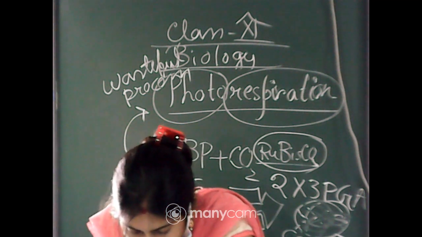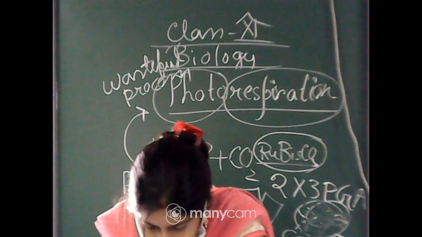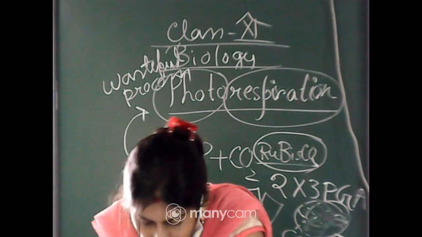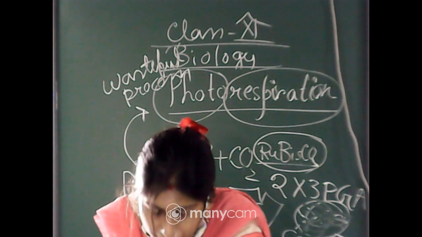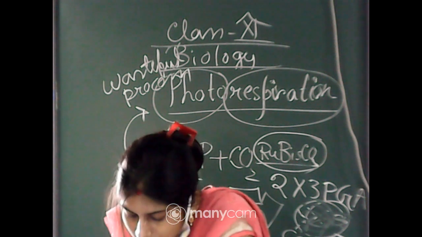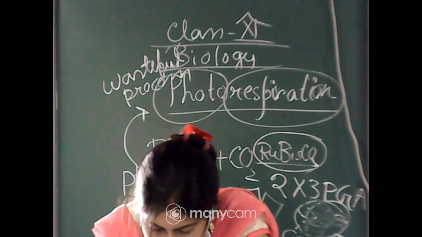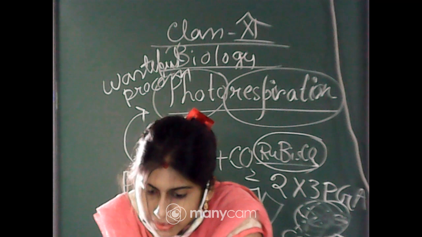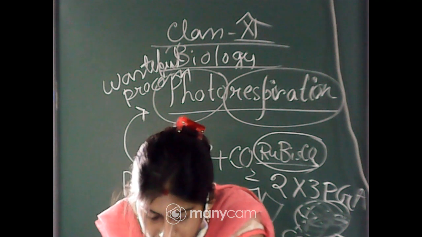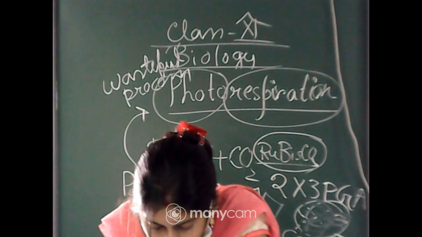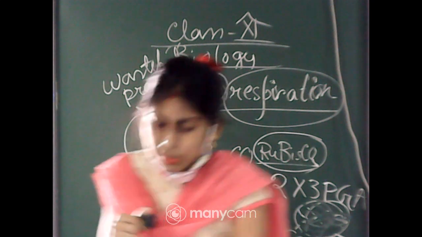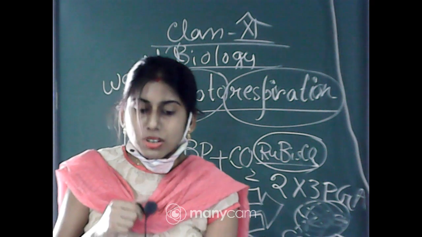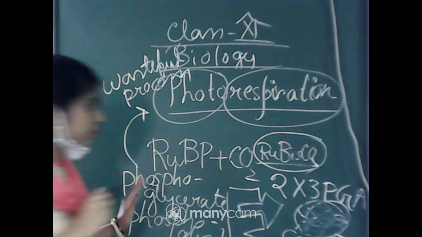Now, as we have come to know that C4 plants lack photorespiration, you can understand why productivity and yields are better in these plants. Because they lack photorespiration, they do not have any wastage mechanism. So in C4 plants the productivity will be quite high. That is all about photorespiration.